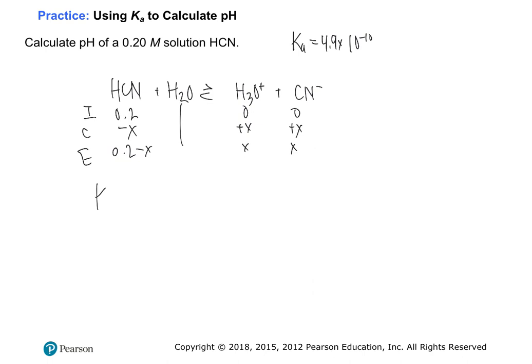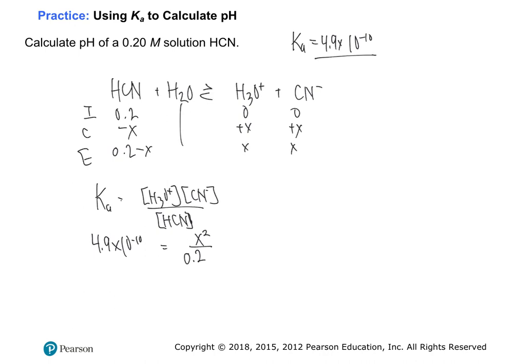Okay, now let's set up our Ka expression. It's going to be products over reactants. And my Ka is 4.9 times 10 to the negative 10 per the book. And then I'm going to have X squared over 0.2 minus X. So can I get rid of minus X? Let's double check. We'll do the math. I can already tell this is a super tiny number. So I already know I can, but I'm going to take my initial concentration here, so divided by that.